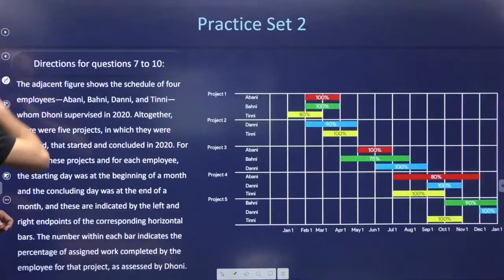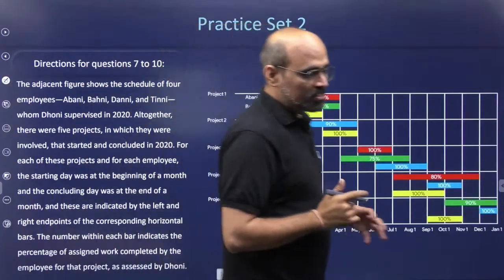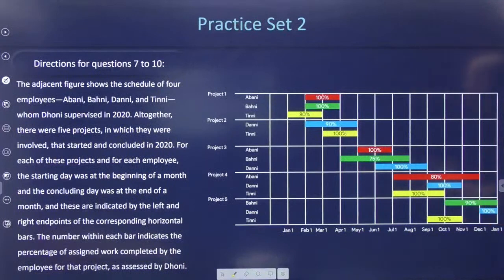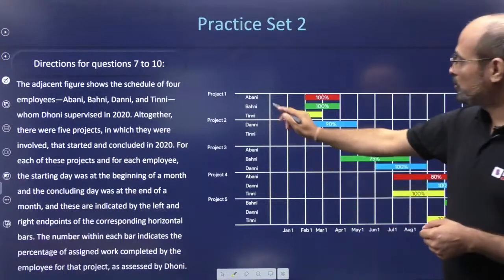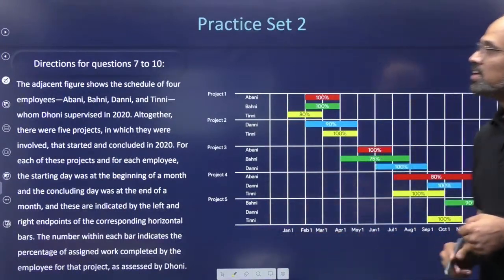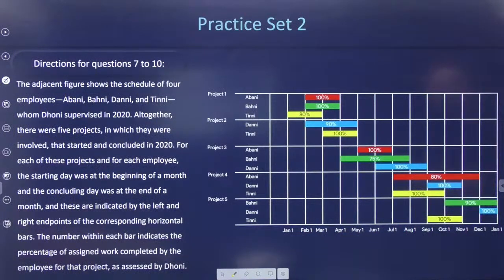Practice set 2, Gantt chart. So what are Gantt charts? Gantt charts are the types of graphs or charts that help project managers understand how to deal with the scheduling of projects. So it's majorly used for schedules. Okay. So this is a CAT question. It says the adjacent figure shows the schedule of 4 employees, Abani, Bahani, Dani and Tinni. These are the names of the employees whom Dhoni supervised in the year 2020. Altogether, there were 5 projects in which they were involved.